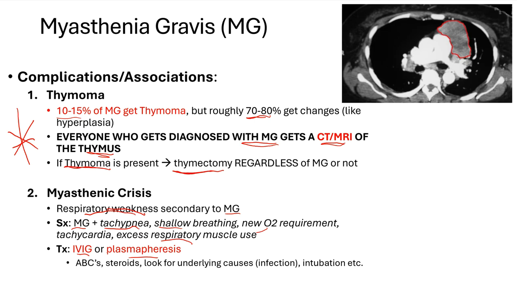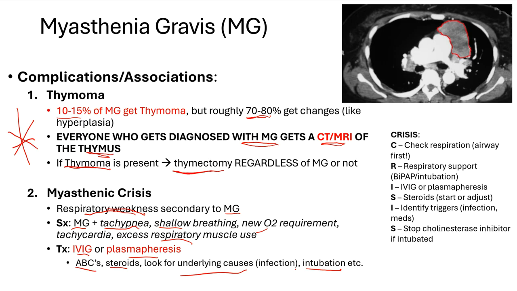Obviously, with MG or myasthenic crisis, you also want to pay attention to the ABCs. Some individuals will require steroids. We typically look for underlying causes which may be causing stress on the body to cause these symptoms. And of course, do these individuals need to be intubated or not? A mnemonic to help remember this is CRISIS, where C stands for check respirations, R for respiratory support, such as intubation, I is for IVIG or plasmapheresis, S is steroids, I is to look for the triggers that can cause this, and then S is we stop the cholinesterase inhibitors, like pyridostigmine, if an individual is intubated.